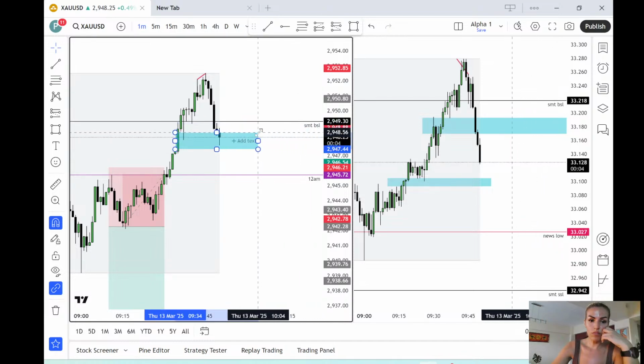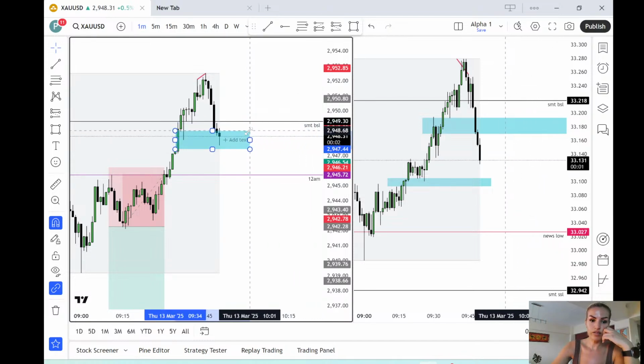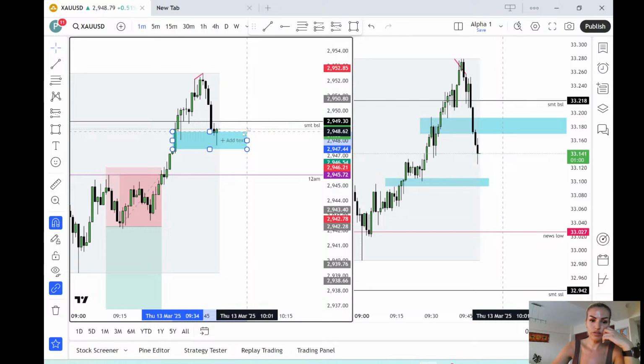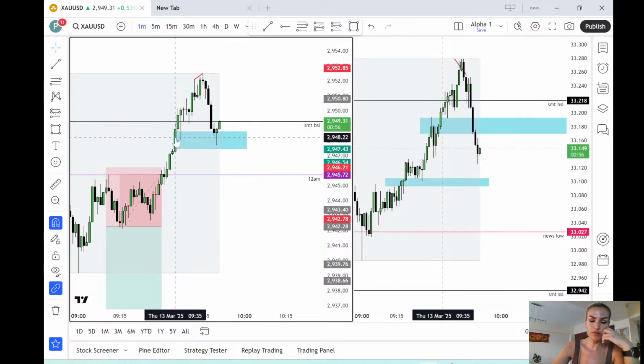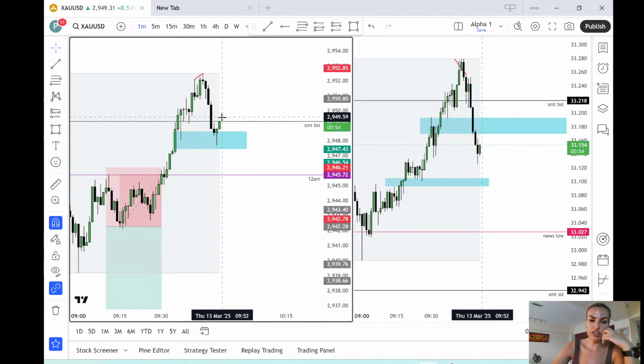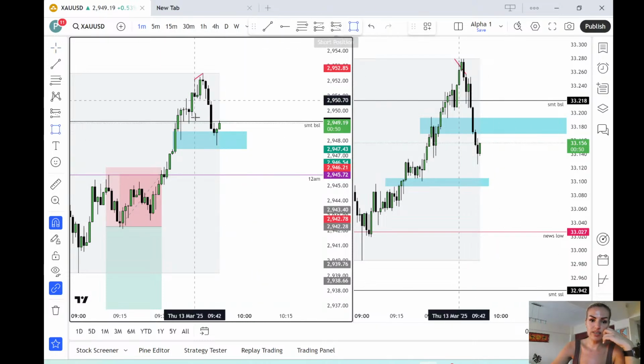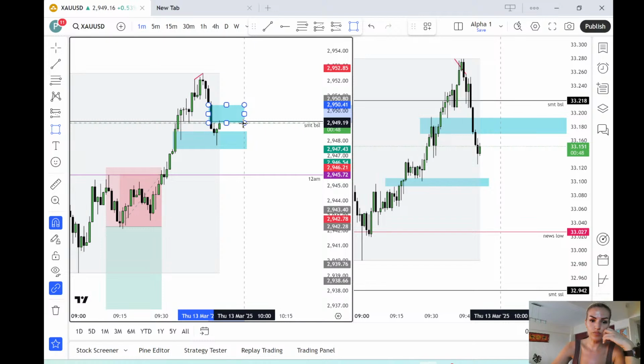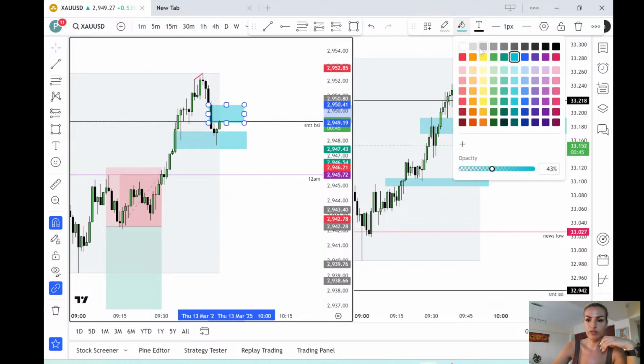What I might actually consider would be what reaction we're going to get from this fair value gap. If this fair value gap on the 1 minute would actually be invalidated, then it would make some sense to look for a short setup. But we're going to have to see. We just have to wait.